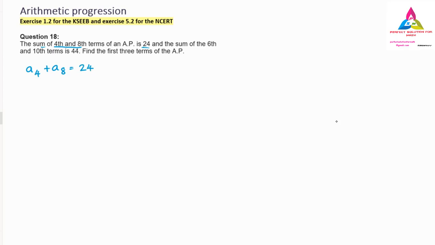Next they have given one more: the sum of the 6th and 10th terms is 44. That is a6 plus a10, added together, and the total is 44. This is what they have given. What have they told you to find? They have told you to find the first three terms, which means you have to find the values of a1, a2 and a3.